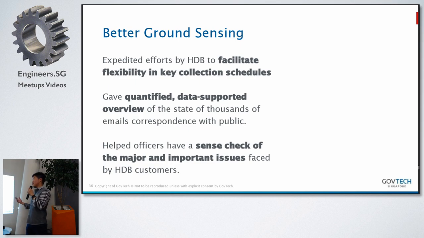This is useful especially for management, because they do not look at the emails that the officers are looking at, and the officers are only able to communicate what they see individually to the management. But with this, the management will be able to see clearly the distribution of the requests from the public, and it gives them a better idea of what is happening at the lower level. It also helps the officers sense check what the major and minor issues are that they are faced by HDB customers.